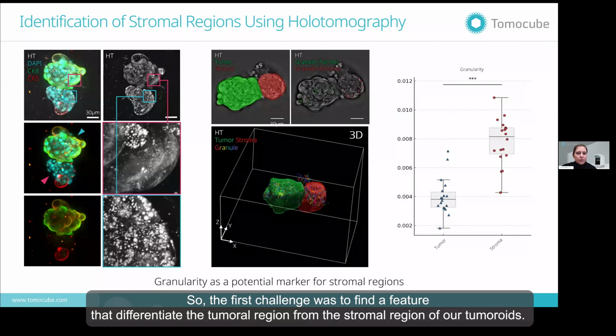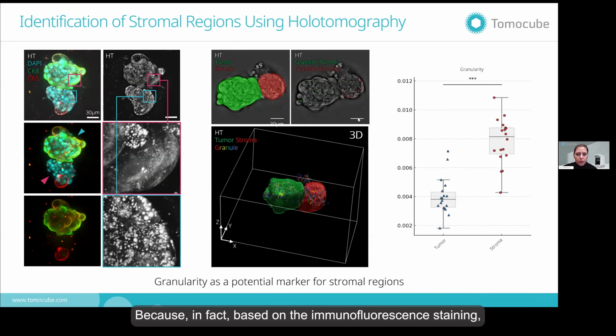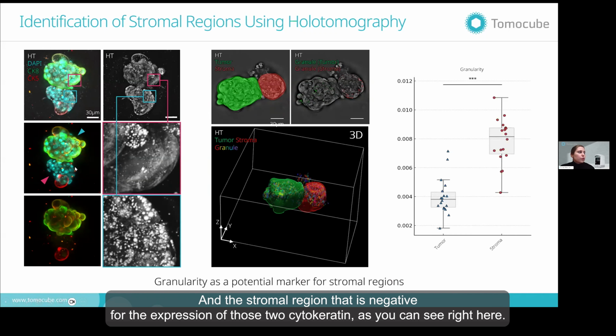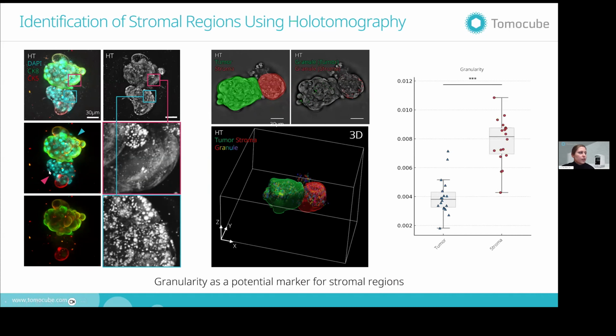So the first challenge was to find a feature that differs between the tumoral region and the stromal region of our tumoroids. Because, based on the immunofluorescent staining, we were able to identify two regions on the tumoroids. The tumor region is characterized by the expression of cytokeratin 8 and cytokeratin 5, as you can see here, and the stromal region is negative for the expression of those two cytokeratins, as you can see right here.